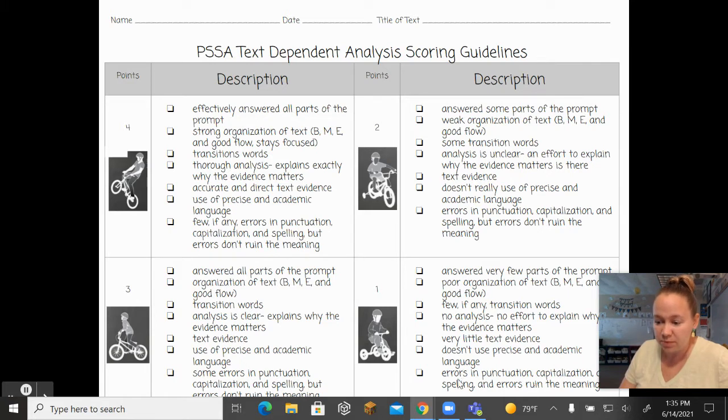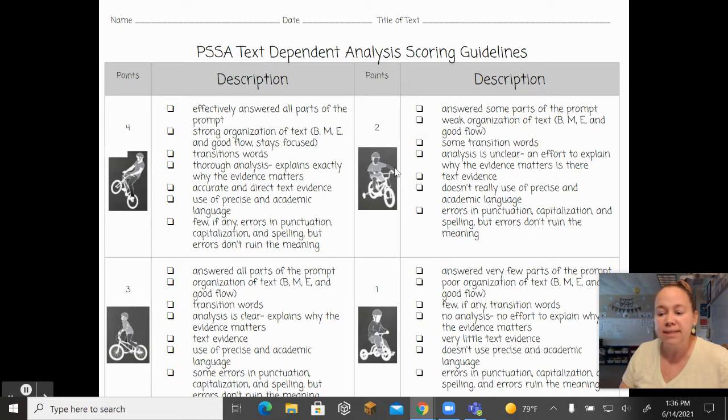You can see the different parts of these that meet that score. And then we have a 2. A 2 is usually where a third grader or a fourth grader would come at the beginning of the year. We start off the year with the 2. You can see there's weak organization, some transition words. Transition words are, for example, first, then, next, finally, in conclusion. Analysis is unclear, but there is an effort to explain why the evidence matters. There's definitely text evidence. Academic language. Notice here that errors in punctuation are not a make or break for a score on the TDA.